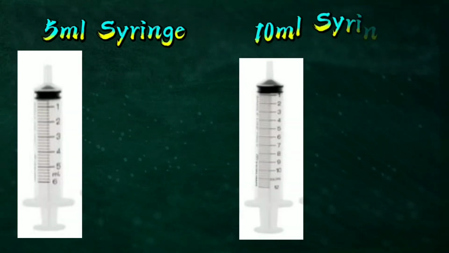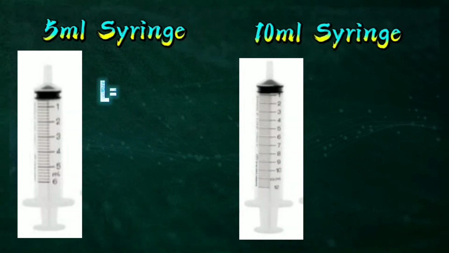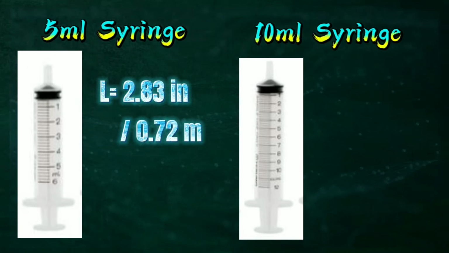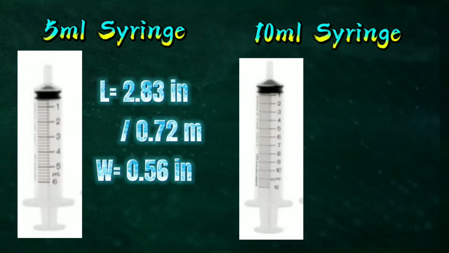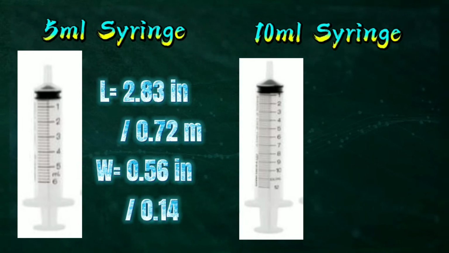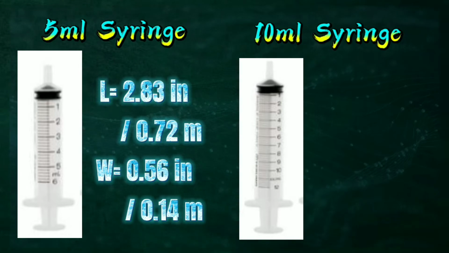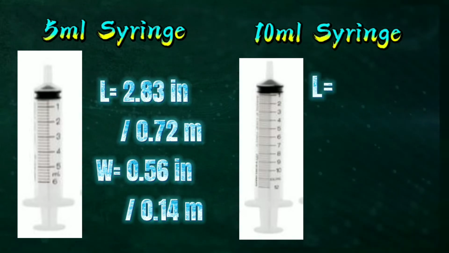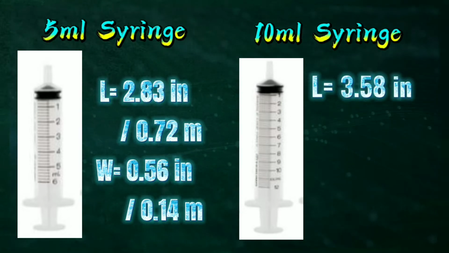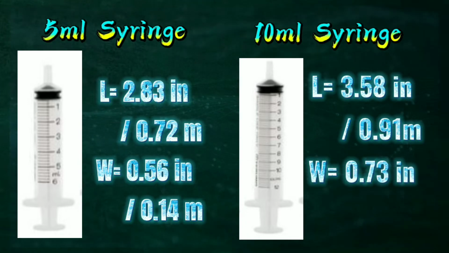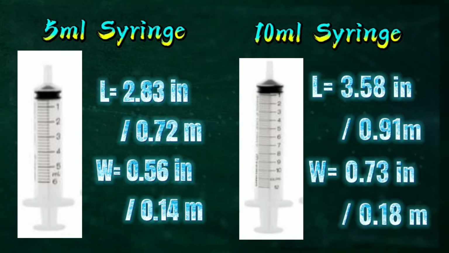The miniature that we made used a 5 ml syringe and a 10 ml syringe. The 5 ml syringe has a length of 2.83 inches or 0.72 meter, and its width is 0.56 inches or 0.14 meter, while the 10 ml syringe has a length of 3.58 inches or 0.91 meter, and its width is 0.73 inch or 0.18 meter.